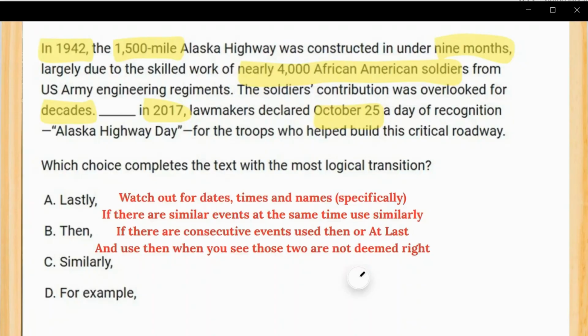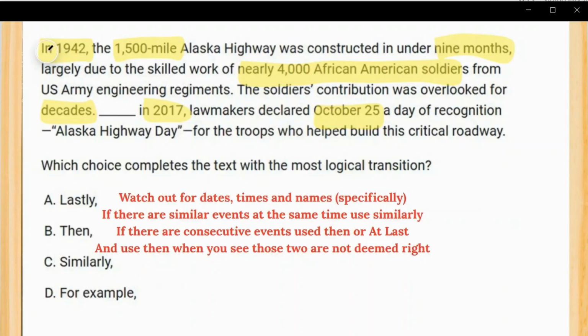Okay. Now, what is our second note? If there are similar events at the same time, use "similarly." Are there similar events that we can see here? In 1942, the 1,500-mile Alaska Highway was constructed by African American soldiers, and as the soldiers' contribution was overlooked, in 2017, lawmakers declared this day as a recognition. So, are these events similar? In one sense they are almost similar, but are they specifically similar? Obviously no.